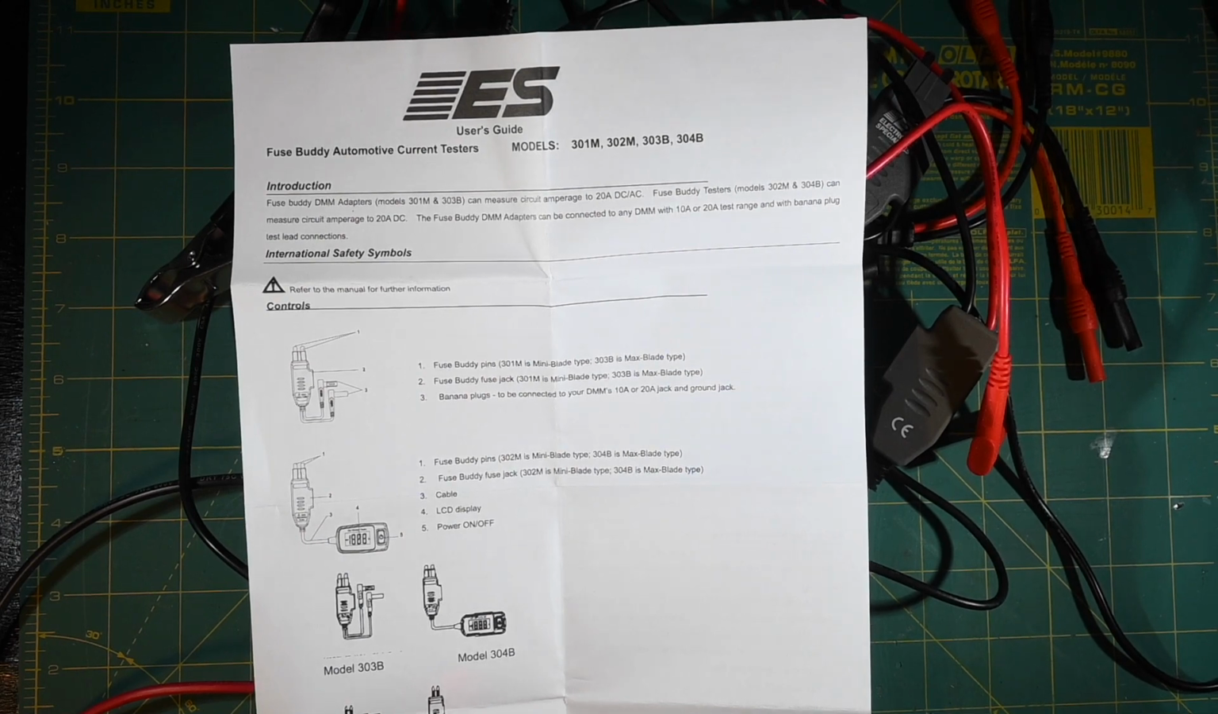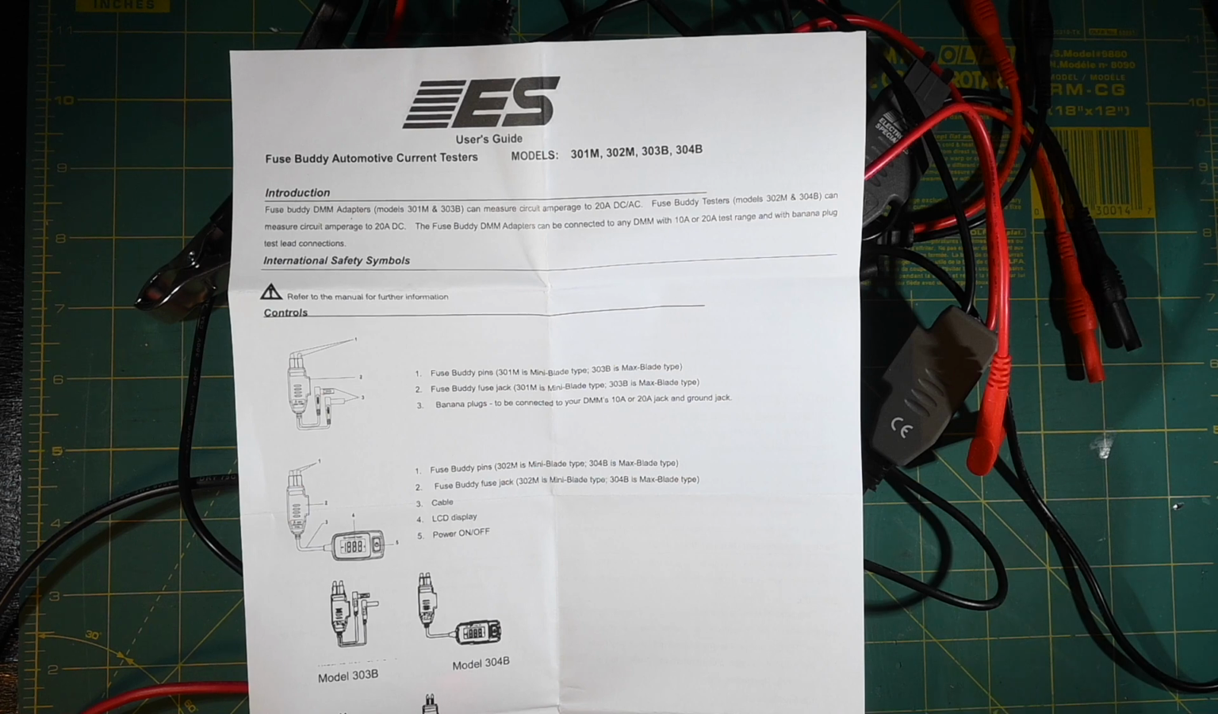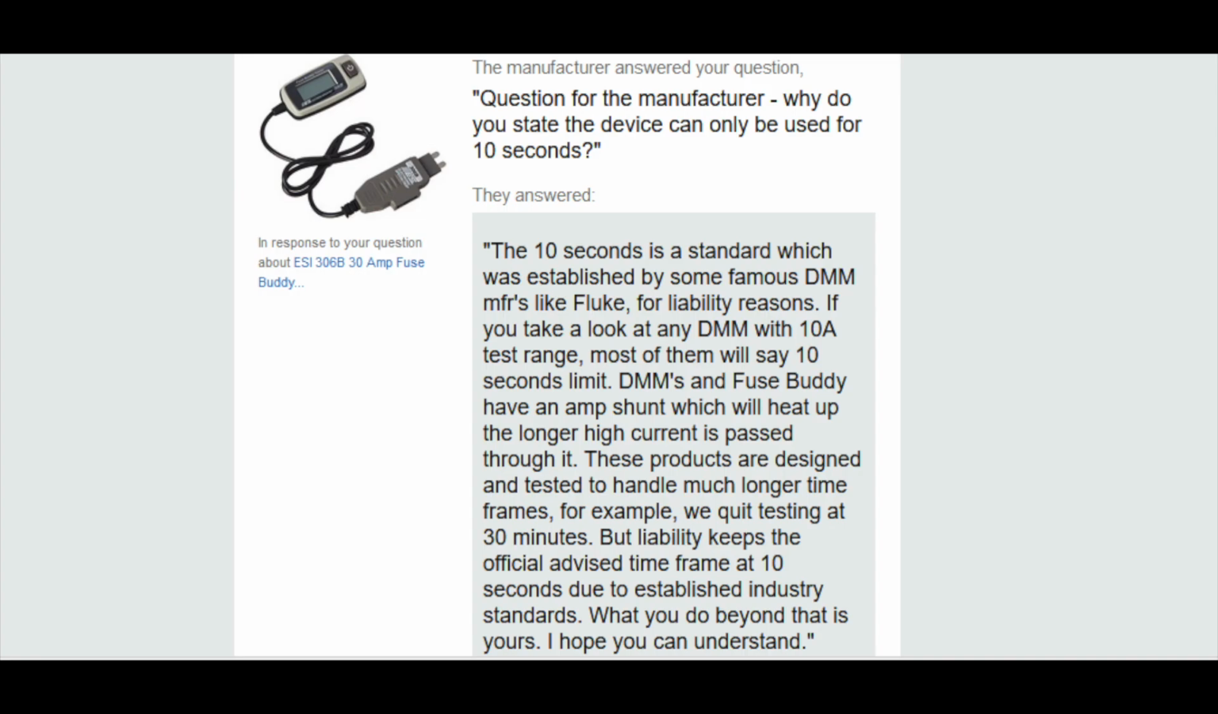Now, one issue with the FuseBuddies is the manual used to say not to test more than 10 seconds. I was a little bit curious about that. The reply from the manufacturer was, the 10 seconds is a standard which was established by some famous digital multimeters like Fluke for reliability reasons. If you take a look at any digital multimeter with a 10 amp range, most of them will say no longer than 10 seconds. And FuseBuddy has an ampere shunt inside of it, which will heat up the longer the high current is passed through it.